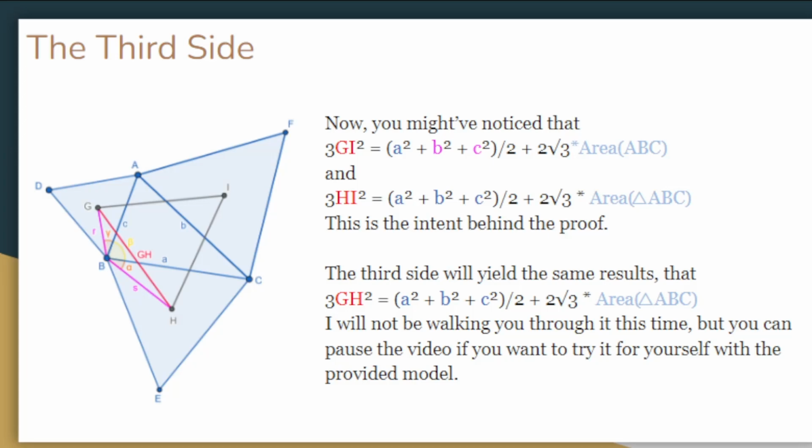Now the third side will yield the same results: that our last line, GH, 3 times GH squared, will also equal (a squared plus b squared plus c squared) over 2, plus 2 times the square root of 3 times the area of triangle ABC. But I will not be walking through that one. I've created a diagram and put it here, so if you want to try it yourself, you can pause the video.